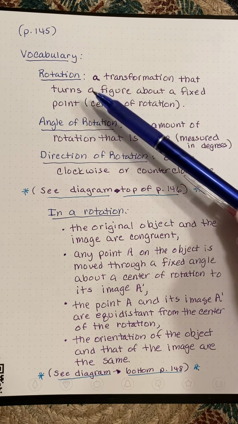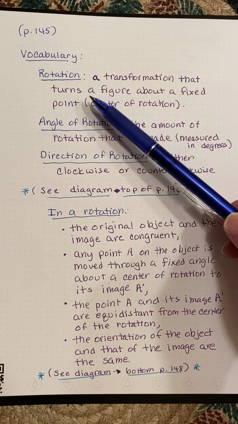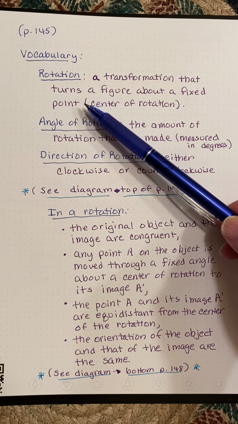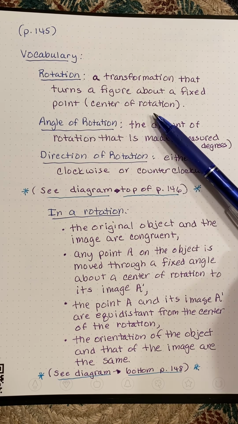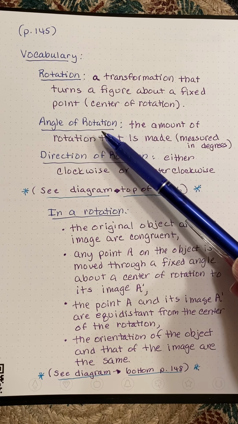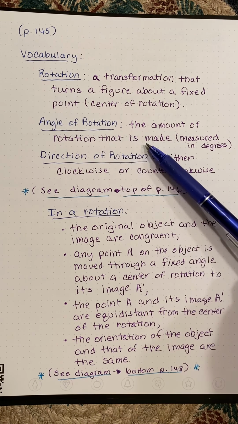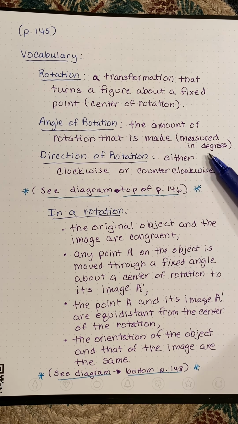So the vocabulary. A rotation is a transformation that turns a figure about a fixed point, which is called the center of rotation. The angle of rotation is the amount of rotation that is made, which is measured in degrees, and you have to think of a center of rotation measuring in degrees. You're thinking circle. So the whole circle is 360. So if you remember using your compass and your protractor, this is what might come in handy.